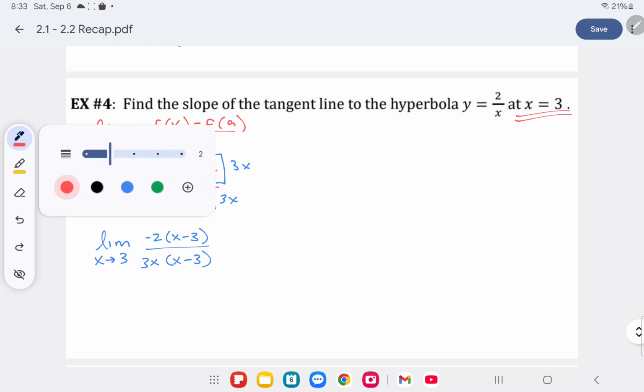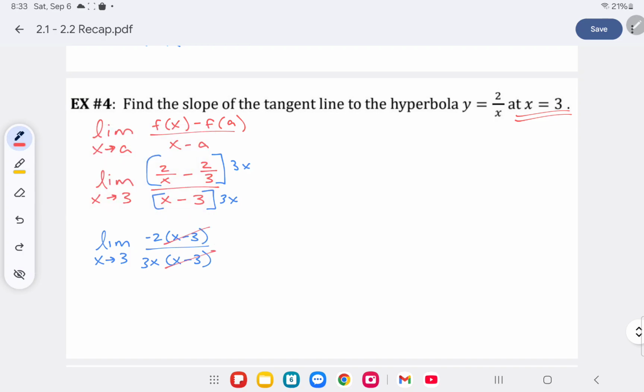So now these x minus 3's cancel. And now when I directly substitute the 3, I get negative 2 over 3 times 3. So the derivative at 3 is negative 2/9, which means the slope of the tangent line at 3 is negative 2/9, or the instantaneous rate of change at 3 is negative 2/9.